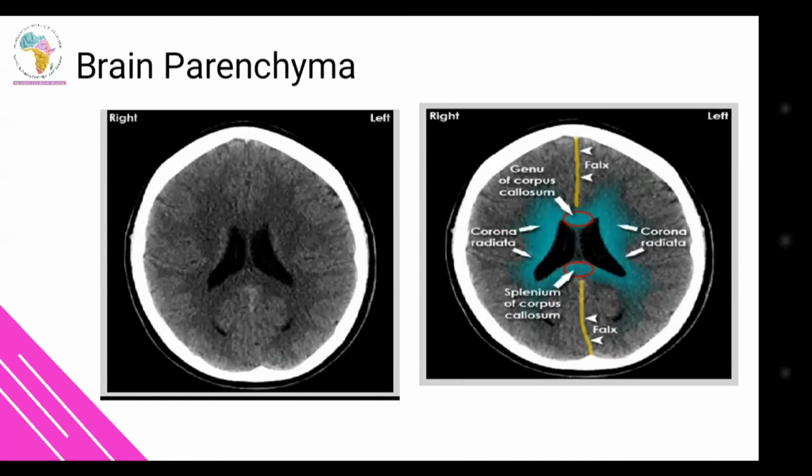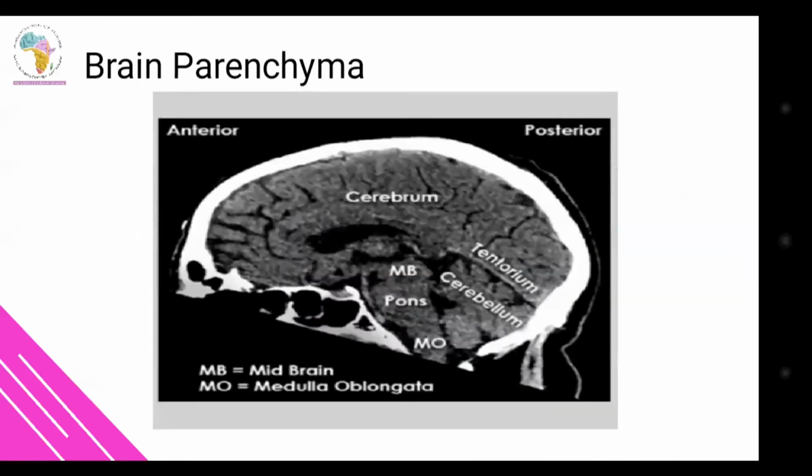Talking about the brain parenchyma, you also have the corpus callosum, which has the genu, and you have the corona radiata surrounding the ventricle. You can have the hemisphere, and then you have the brainstem.